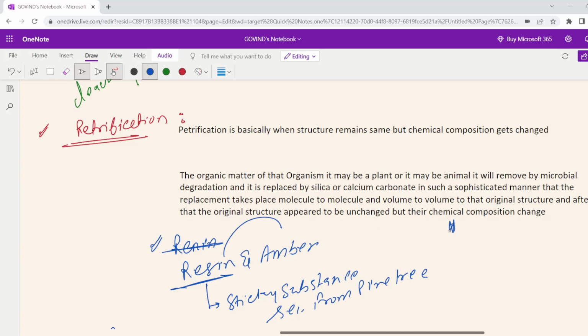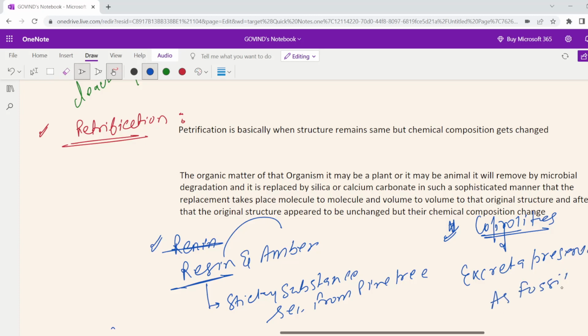Last but not least, the second last I should say, is called coprolites. What is actually coprolites? Coprolite is basically the word used for excreta preserved as fossil. If the excreta of an organism is preserved as a fossil, then we call it a coprolite.